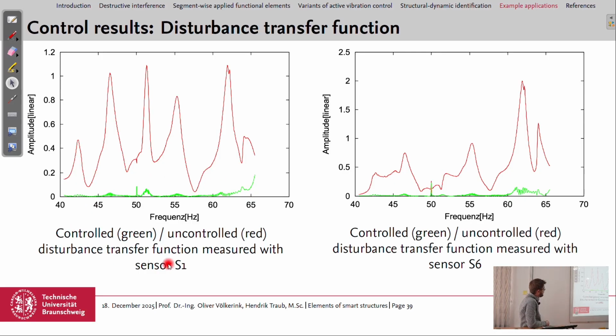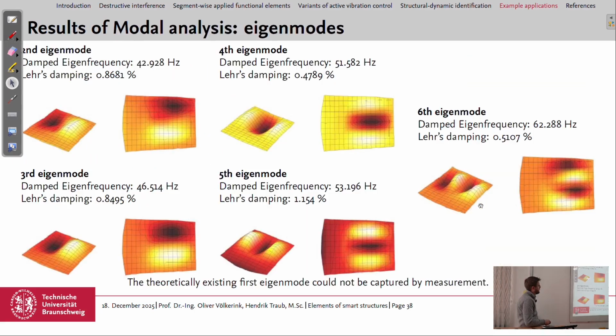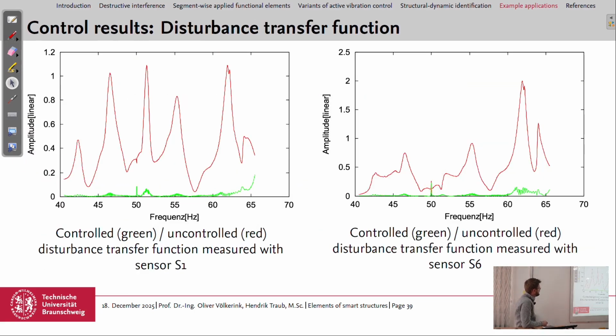We have here for sensor position 1 and 6, the amplitude over frequency. Sensor position 1 is here, this point. So actuator and sensor are placed next to each other. Here's position 1 and here's position 6. So for these two positions, the measurements were plotted, and this is the vibration response for the uncontrolled system. So system installed but uncontrolled.